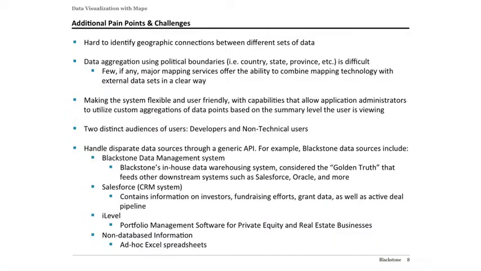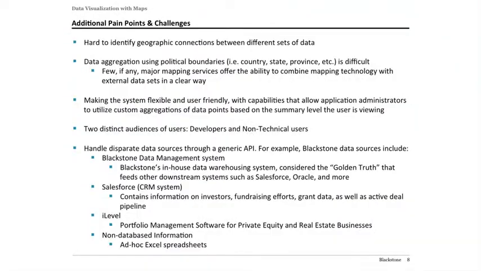So for Blackstone, in our case, we're going to have at least 4 different disparate sets of data. First is our data management system, which is our in-house data warehousing system. That's our golden truth system that feeds other systems such as Salesforce, our general ledger, and things like that. Salesforce is going to be another one of our systems. Salesforce is a CRM system. We use it to track our limited partners, our active deals, our grant amounts, and things of that nature.